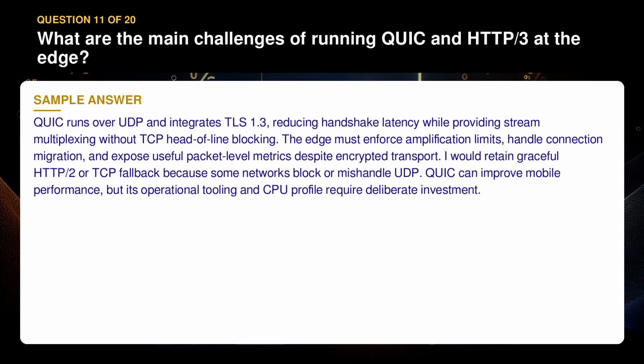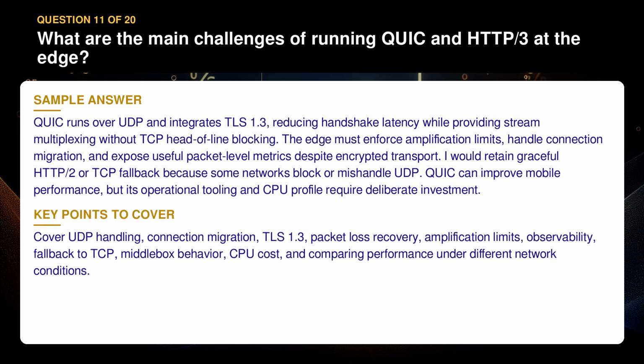I would retain graceful HTTP/2 or TCP fallback because some networks block or mishandle UDP. QUIC can improve mobile performance, but its operational tooling and CPU profile require deliberate investment.